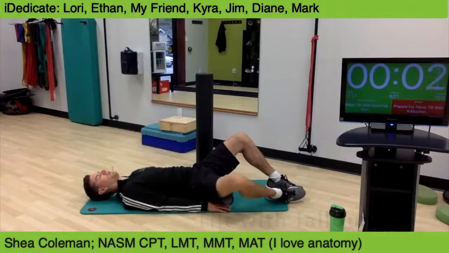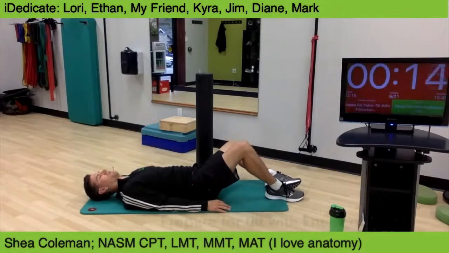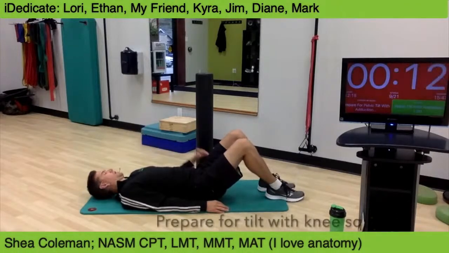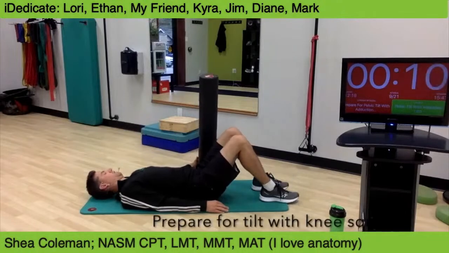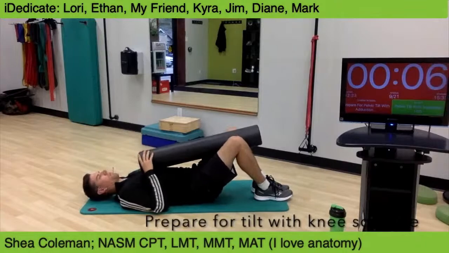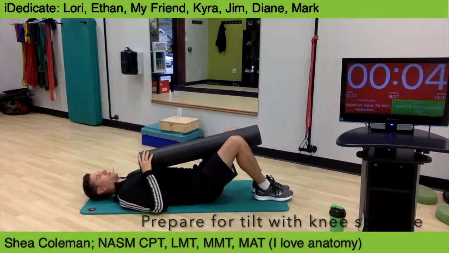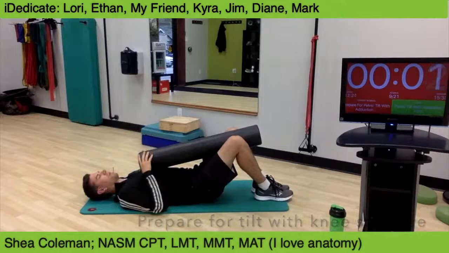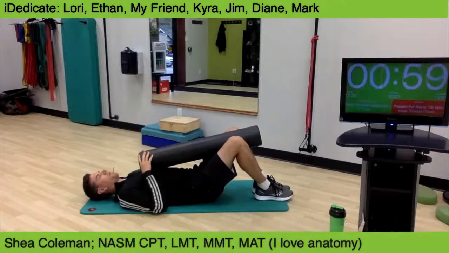3, 2, 1. Prepare for pelvic tilt with adduction. Okay, tilt with adduction, grab that foam roller, 6-step movement: core tight, squeeze the knees, lift, set, release the knees, release the core. 3, 2, 1. Pelvic tilt with adduction.